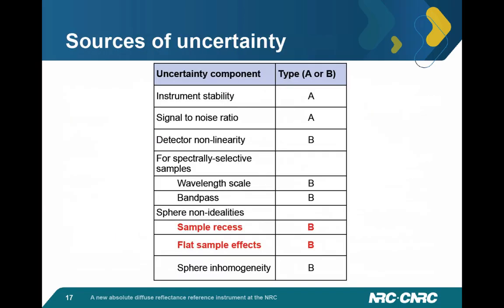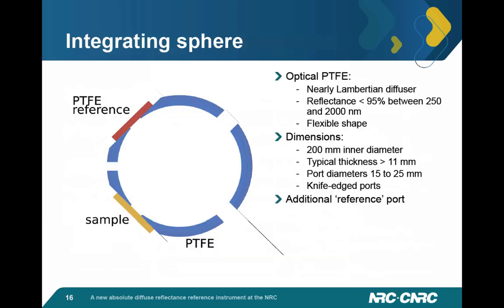So the sphere has been constructed out of sintered optical grade PTFE. This has good properties for use in an integrating sphere. It's a nearly Lambertian diffuser with very high reflectance between 250 and 2000 nanometers. And for our purpose, it's also quite nice in that it can be machined. So we actually get quite a bit of flexibility in terms of how we can lay out our sphere.